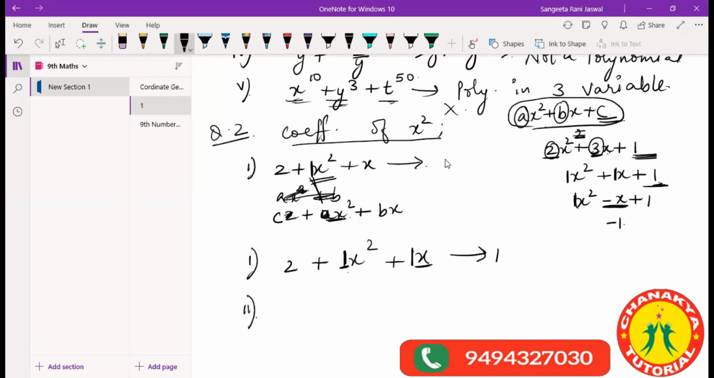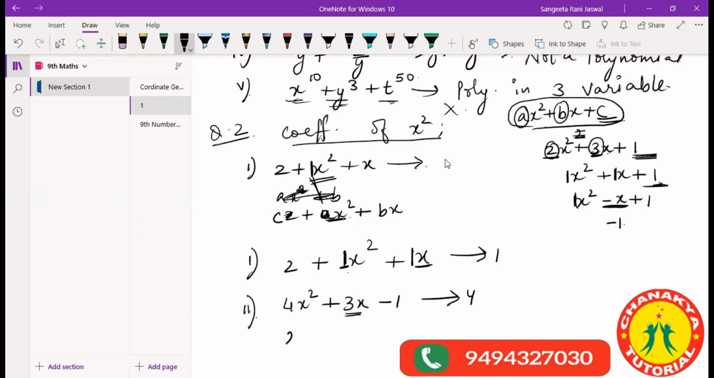I hope you are understanding. Yes, ma'am. 4x square plus 3x minus 1. Now tell me, in this, what is the coefficient of x square? Ma'am, 4. And what is the coefficient of x? 3. Okay?